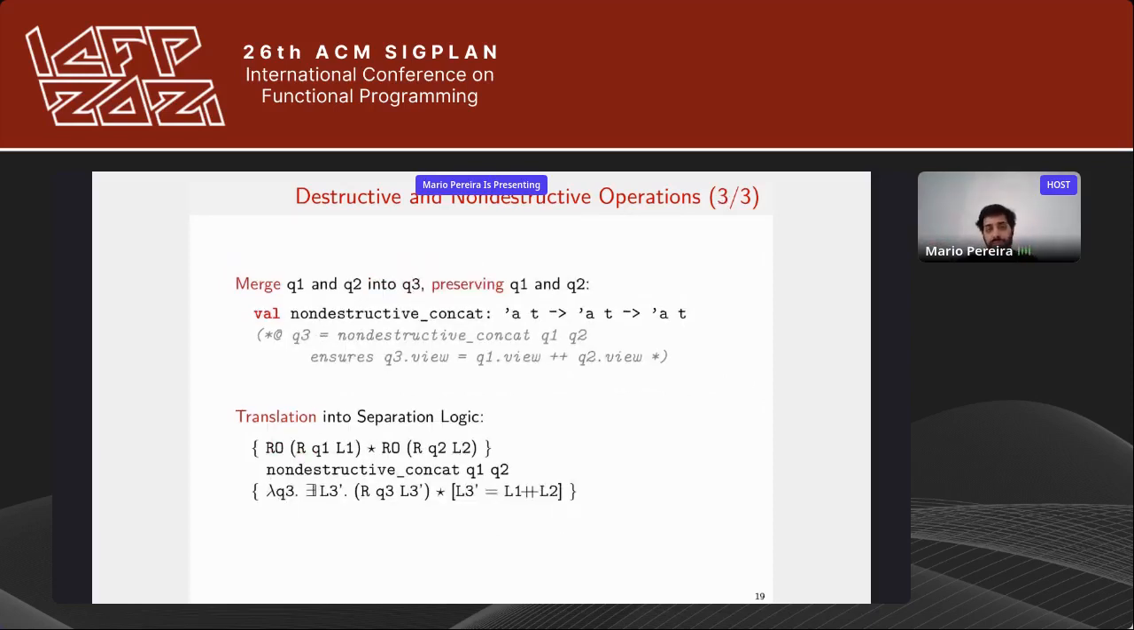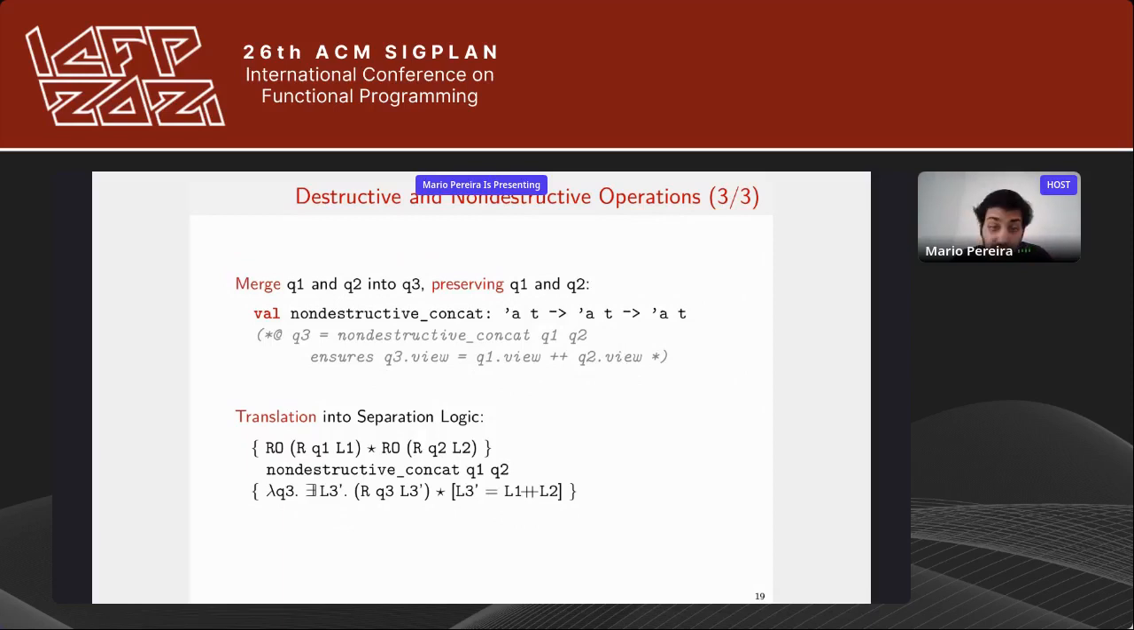Okay, and the final variant of the concat function is a very friendly one. It's a non-destructive concat, and in some sense, what it's doing is that it is going to allocate a new Q which is the concatenation of both the elements from Q1 and Q2.